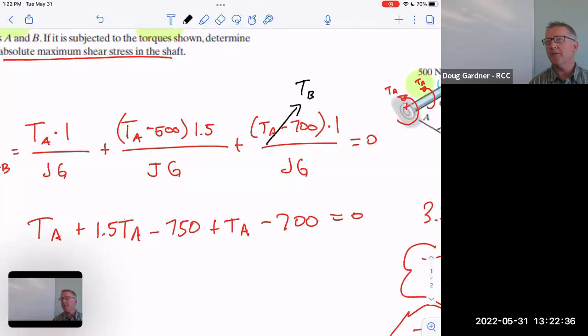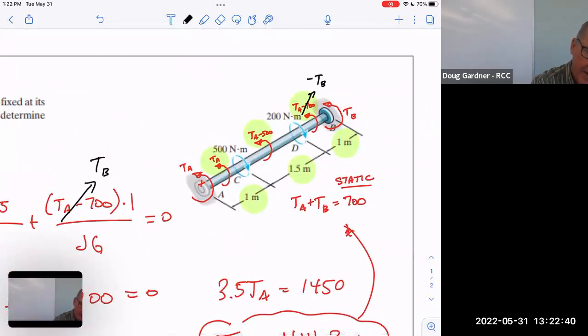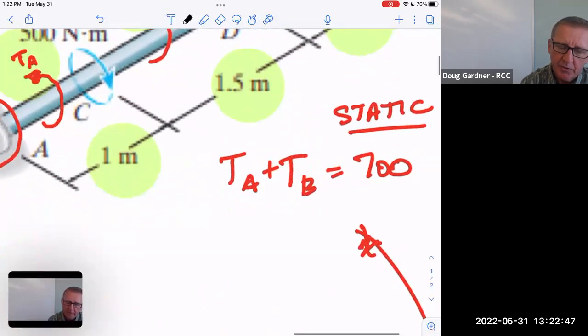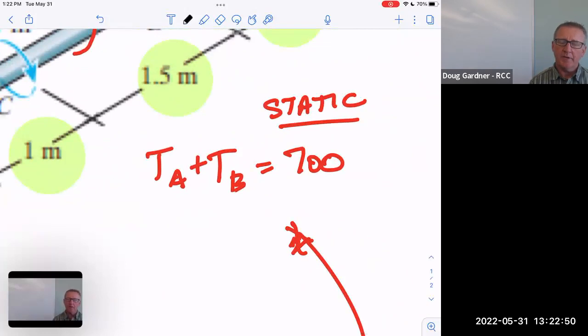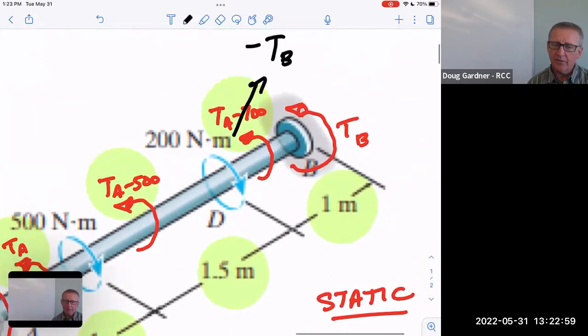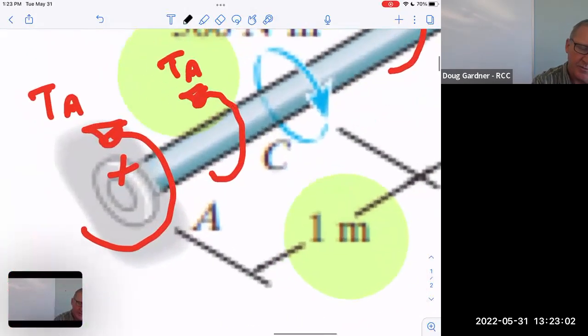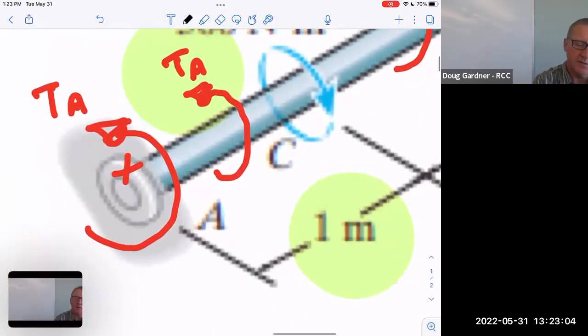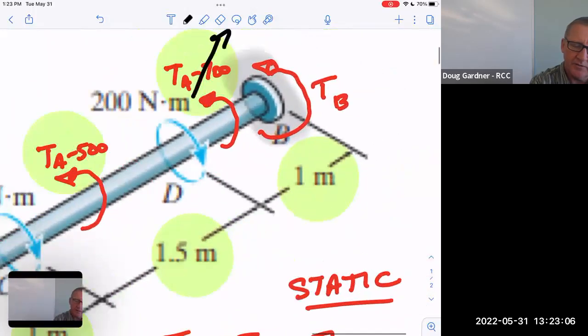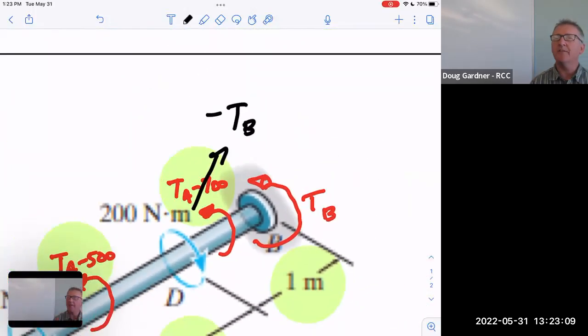Bad news, you don't actually get the same answer. You get the same answer if this is negative TB. Now, this makes sense if you look at this equation right here, because what is TA minus 700 according to that equation? It's negative TB. However, that doesn't look right in the picture. Didn't I just get done saying that this was like positive going that direction? And yet over here, isn't TB positive? Like I want to call that TB.